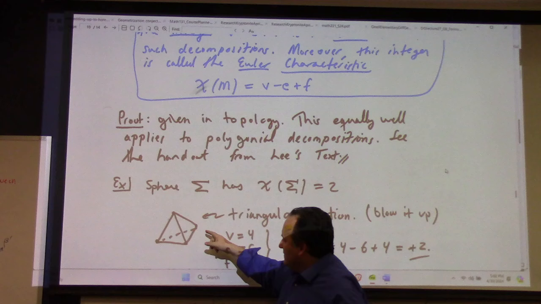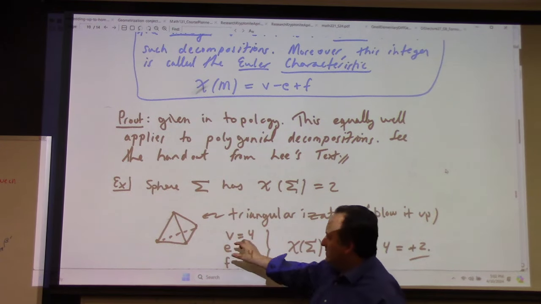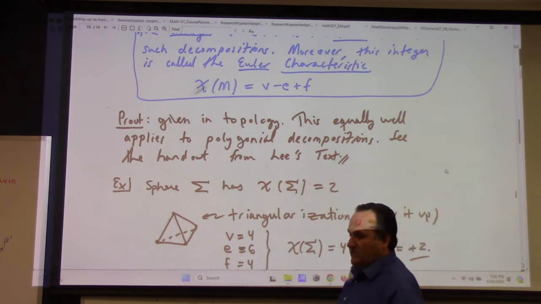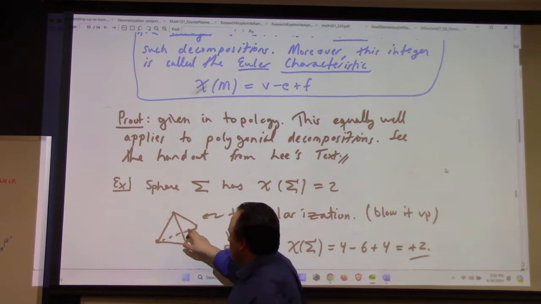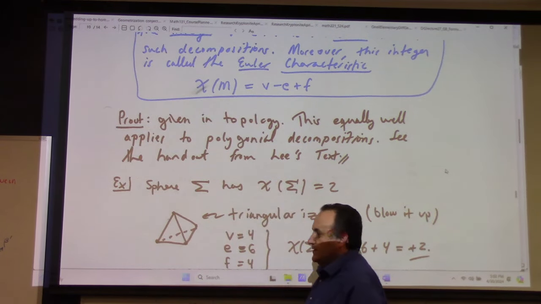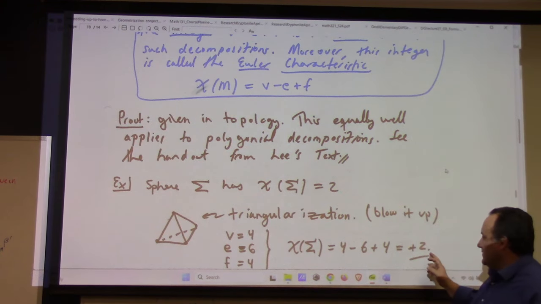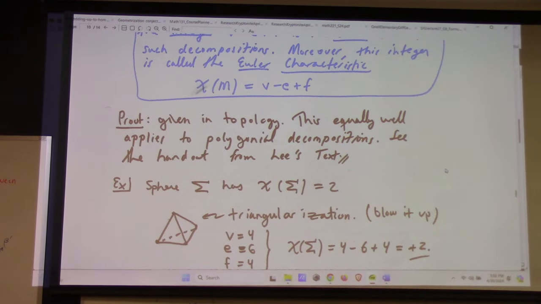The number of vertices, 1, 2, 3, 4, is 4. Number of edges, 1, 2, 3, 4, 5, 6 edges, right? Number of faces, 1, 2, 3, 4 faces. So this makes the Euler characteristic of the sphere equal to 2. All right?